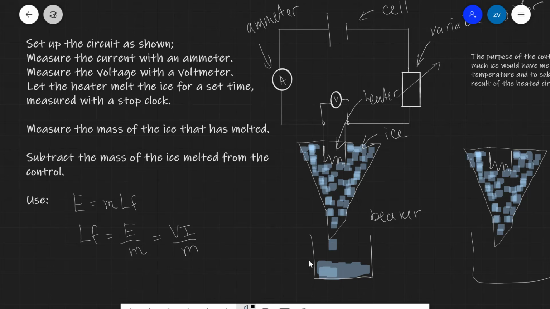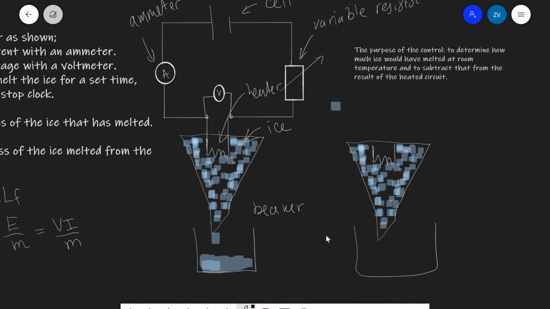However, some of it would have melted anyways because the room is at room temperature, and if you just leave a block of ice at room temperature, it's going to start melting away. In order to determine, or to estimate, how much of it would have melted because it's at room temperature, we need a control.